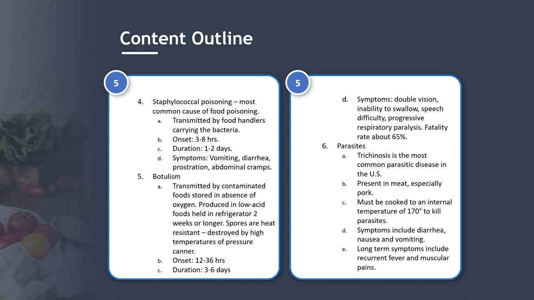6. Parasites. Trichinosis is the most common parasitic disease in the U.S. It is present in meat, especially pork. Must be cooked to an internal temperature of 170 degrees to kill the parasites. Symptoms include diarrhea, nausea, and vomiting. Long-term symptoms include recurrent fever and muscular pains.